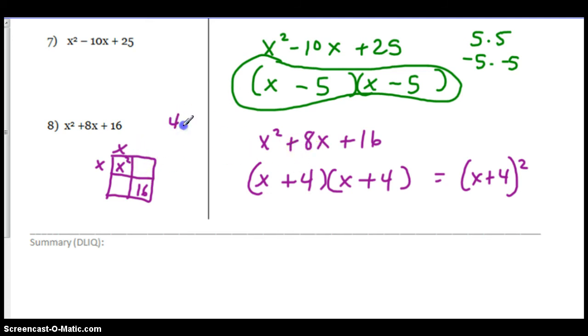You could do 4 times 4, or 8 times 2, but already we can see that 8 times 2 would add up to 10, so it must be 4 here. So 4 times x would be 4x, and x times 4 would be 4x, and those combined would be 8x. Our two factors would be on the outside of the box this time, and we're getting the same answer with this reverse box method: x plus 4 times x plus 4.